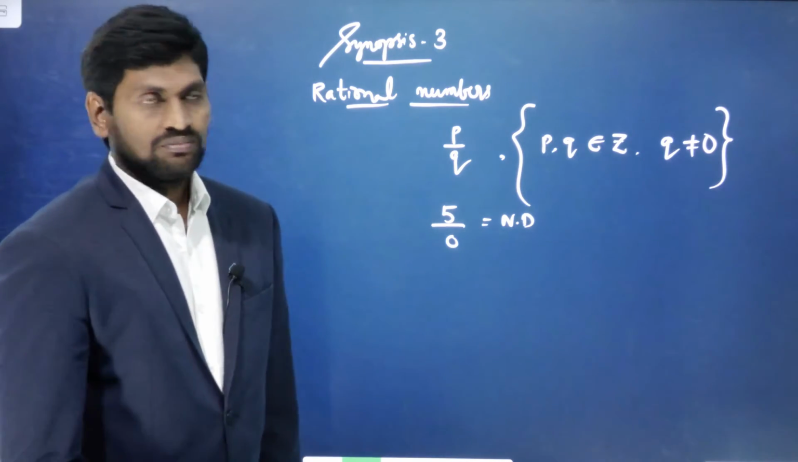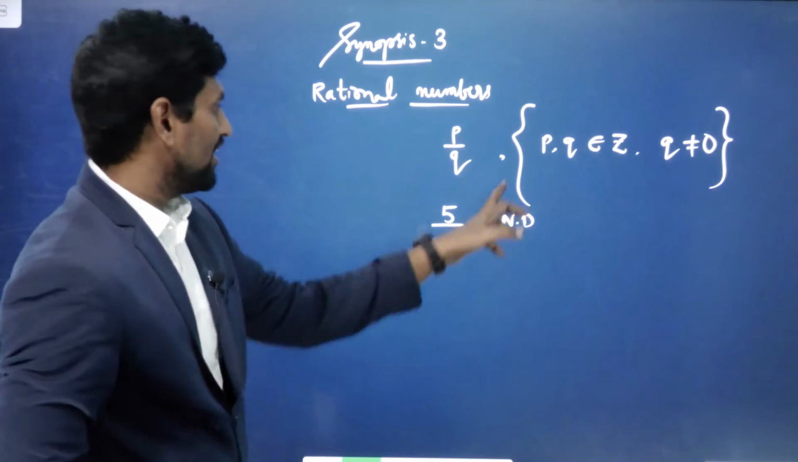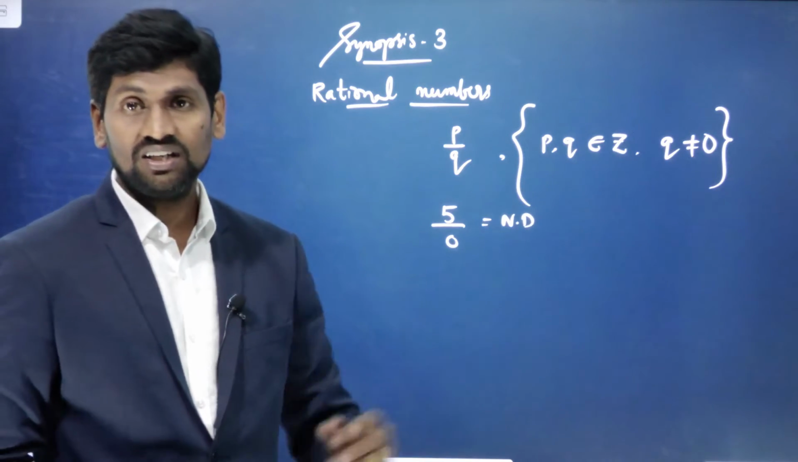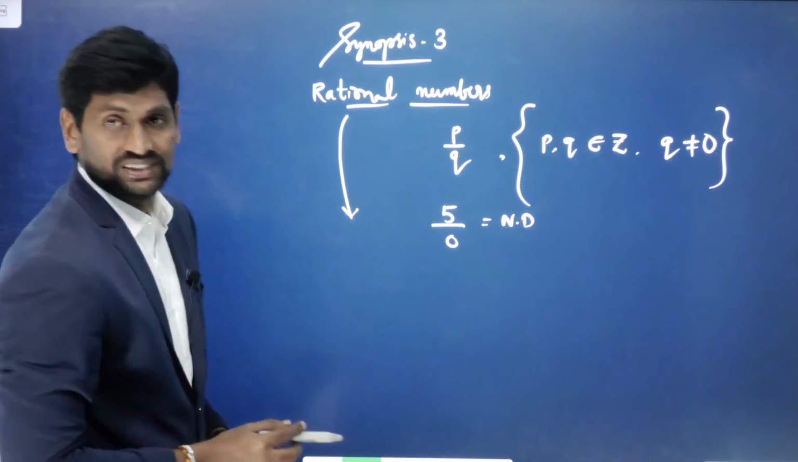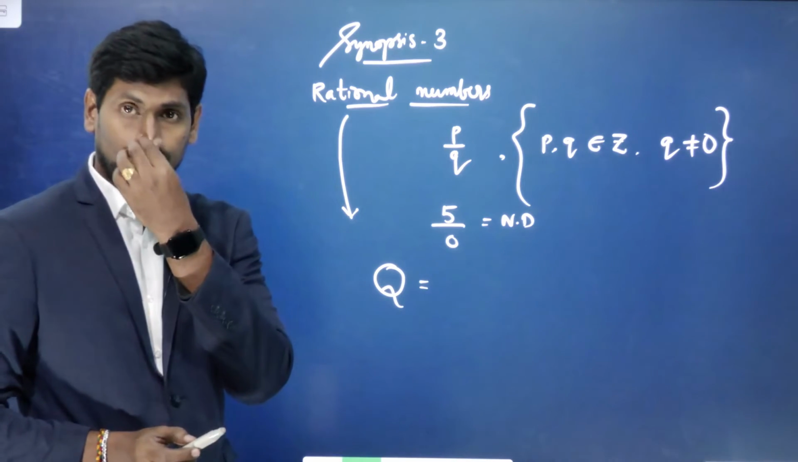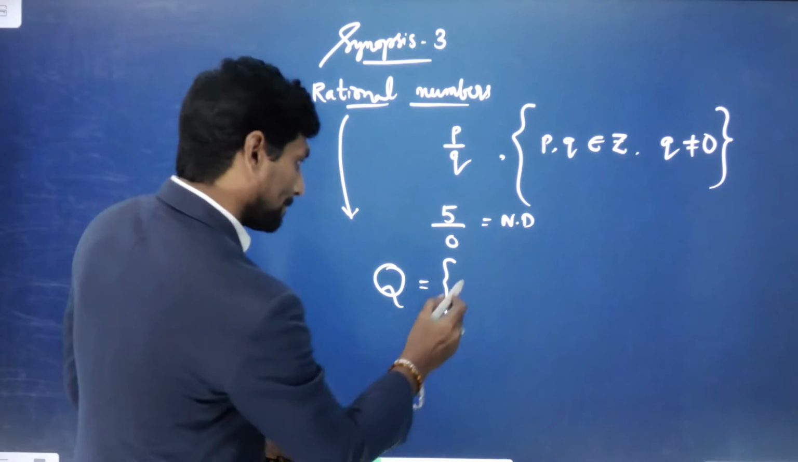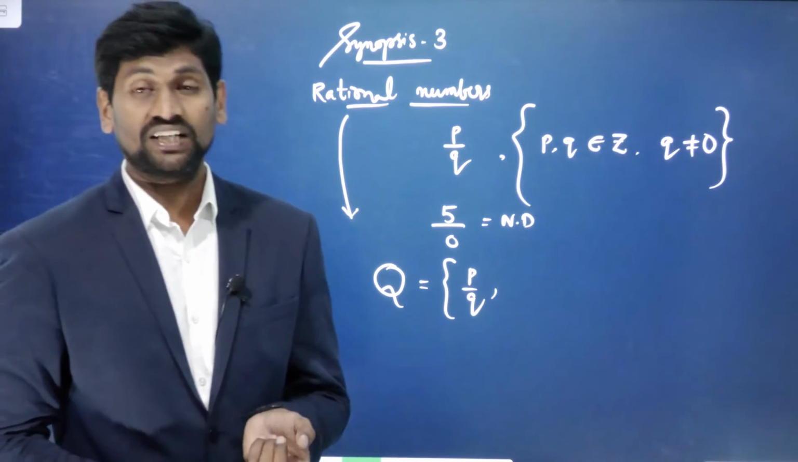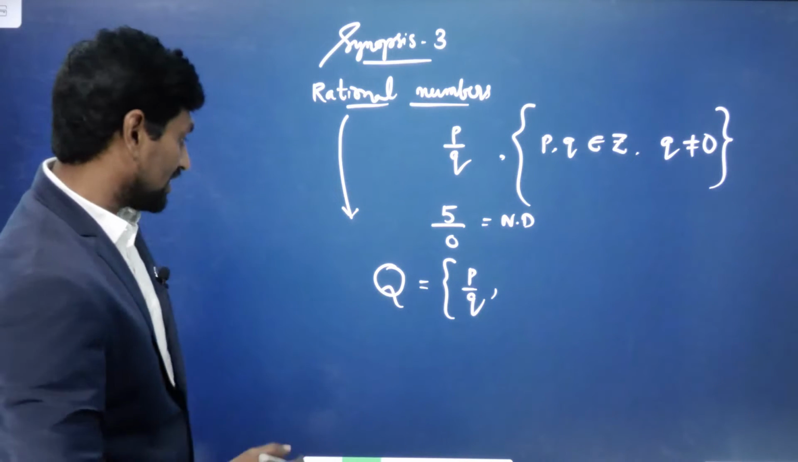So, the numbers which can be written in the form of P by Q, where P and Q are integers and Q does not equal 0, such types of numbers are called rational numbers. They are represented with the capital letter Q. Why with the letter Q? Because rational numbers have another name, that is quotient numbers.